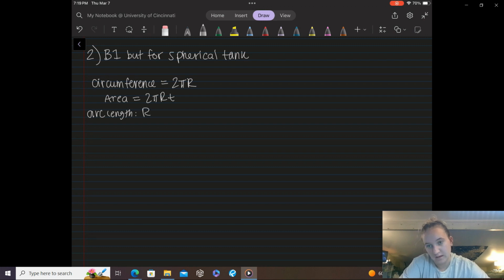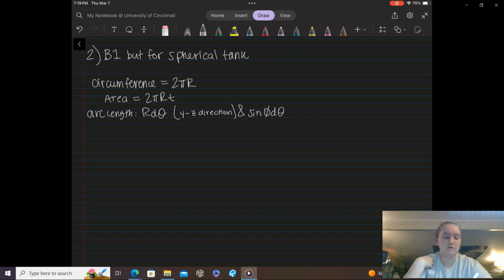which is given by R d phi, that's R d phi, which is in the YZ direction, and then R sine phi d theta gives the arc length in the XY direction. That's what it was. Sorry.